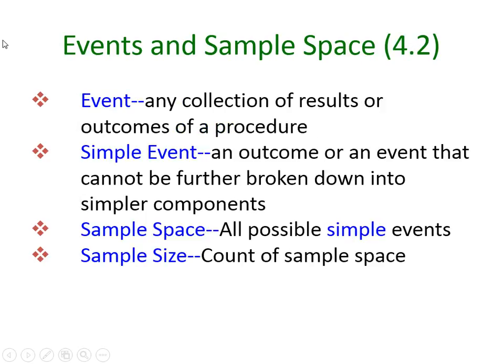Doing some of our definitions first. An event is any collection of results or outcomes of a procedure. So if I'm flipping my coin and I'm collecting how many times I get heads, how many times I get tails, that would be collecting that information. Those would be my different events. Flipping my coin, or rolling a dice and counting how many times I roll an even number, could be another example of trying to look at different events.